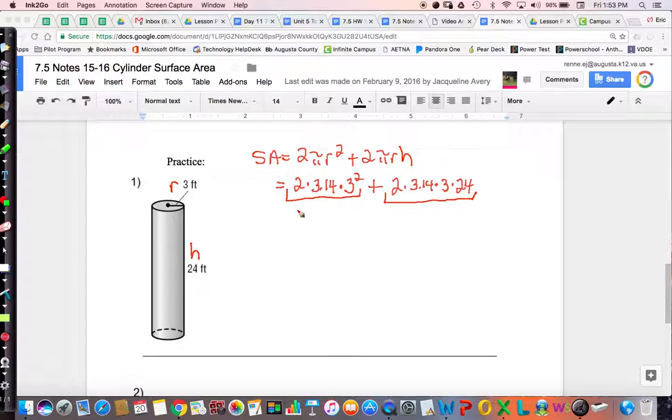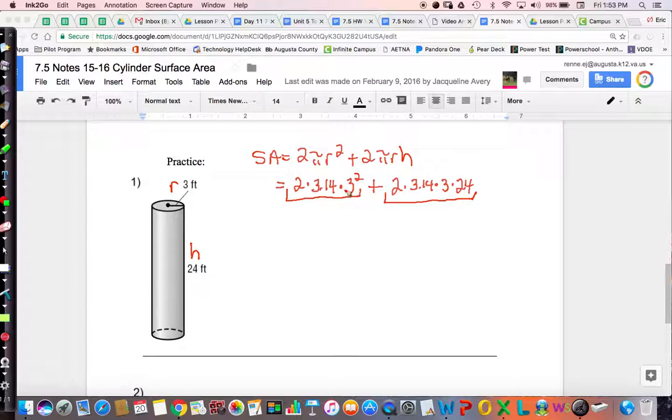Now I'm going to use my calculator here, and I can do 2 times 3.14 times 3, and I can hit the x squared button. After I hit the x squared button, I have to hit equals. If I don't hit equals, your calculator will say the answer is 9, because it doesn't multiply these together until you hit equals. So it'll just tell you what 3 squared is, and the answer to this part is not 9. So that wouldn't make any sense.